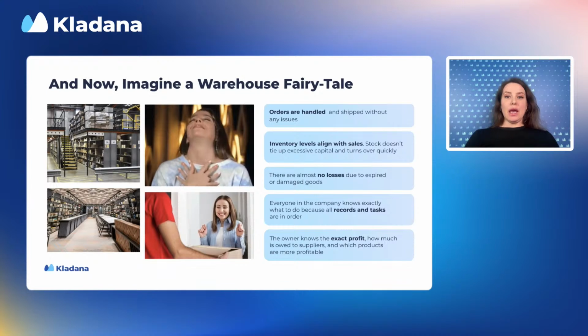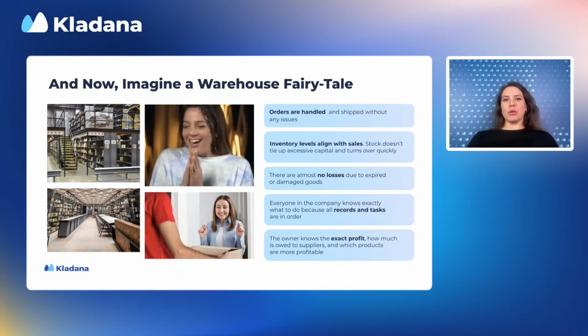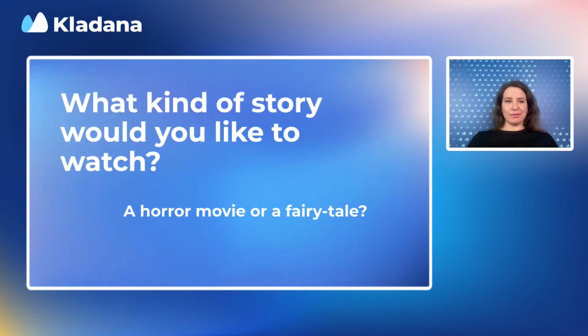Also, the losses are very minimal, losses that happen due to expiry dates or damage. Everyone in the company knows exactly what to do because they can see the relevant documents or tasks, and they receive notifications in time if something is missing. And eventually the business owner always knows how much money is in inventory, what the profit is, which products are the most profitable, and which orders are in progress or waiting for shipment. Better picture, right? So, what kind of story would you prefer to see for your business?